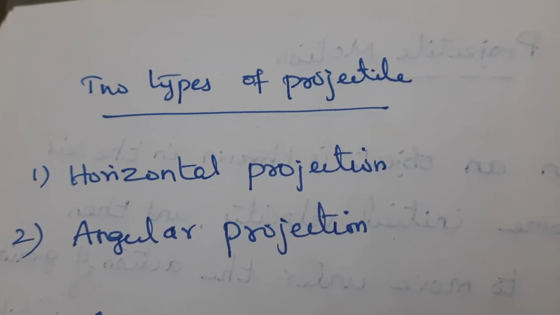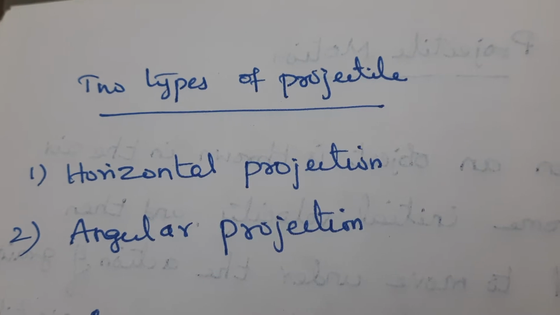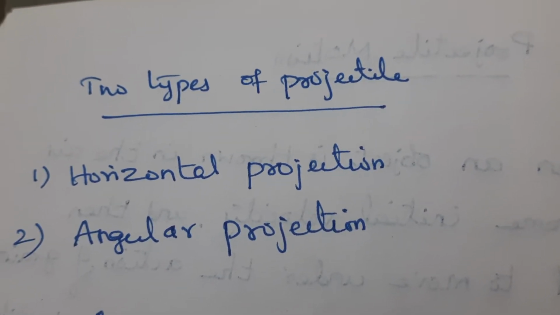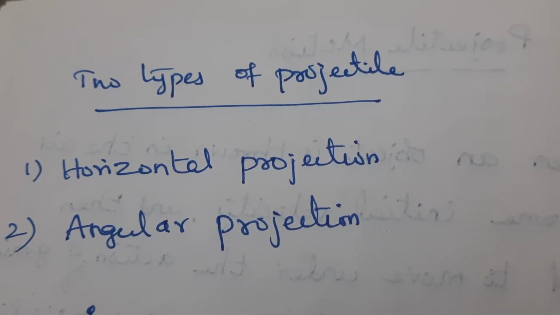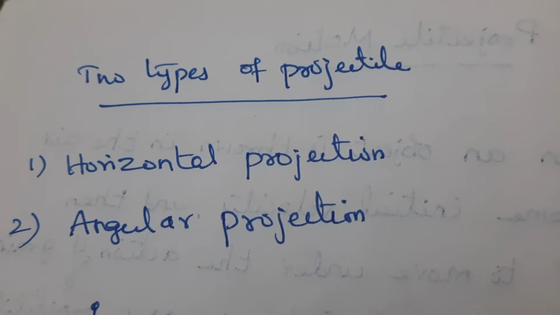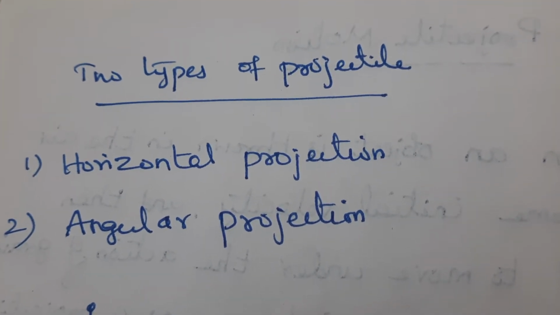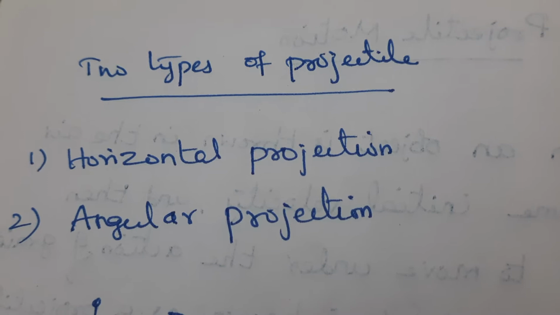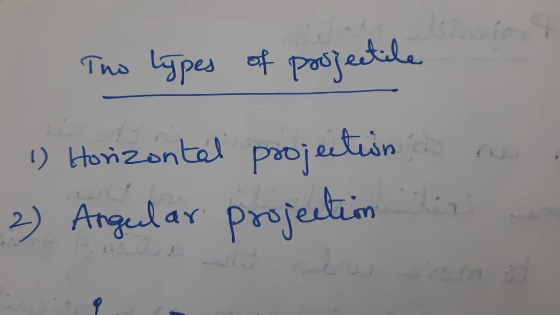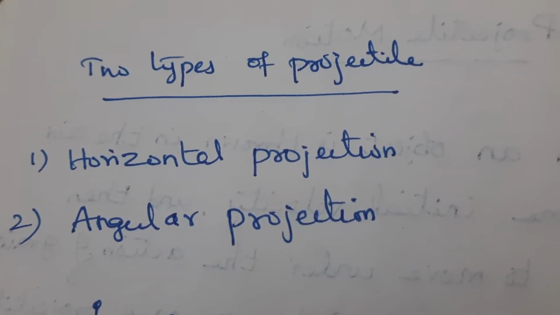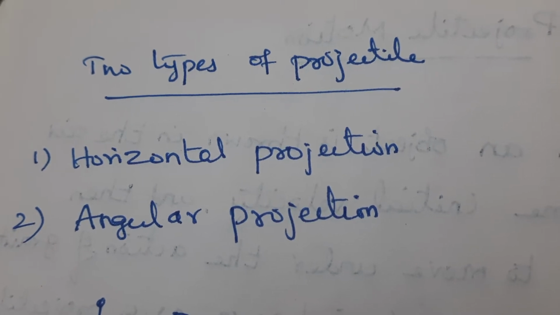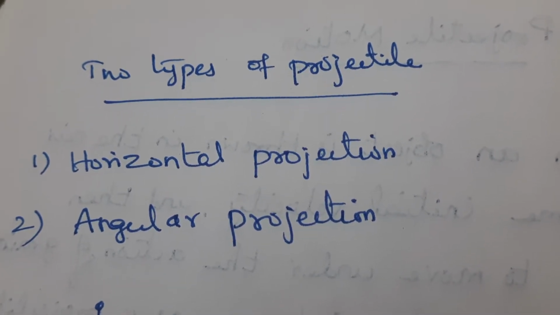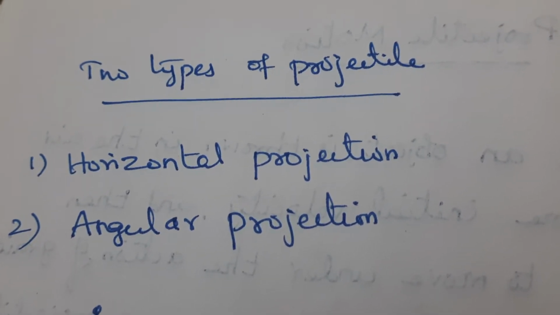Second one, angular projection. Projectile given an initial velocity at an angle to the horizontal. That is angular projection. That is, on the ground we are throwing a ball to a friend. So here, with the horizontal direction of the ground, we are throwing the ball at an angle theta. That is angular projection.